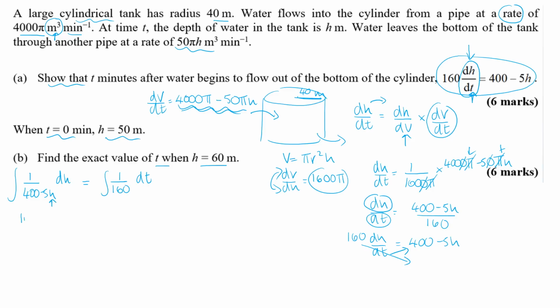It's going to be the ln of 400 minus 5h. And then thinking about if I differentiate that, I'd get 1 over the 400 minus 5h. And then by the chain rule, I'd be timesing by minus 5. So I need to compensate for that and do minus 1/5. I would get an integration constant, but what we do is just lump them all together on the other side. So integrating the other side, 1 over 160 is just a constant, so that's going to be t over 160 plus c.